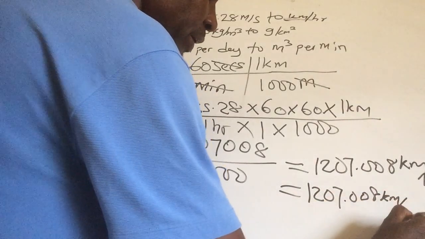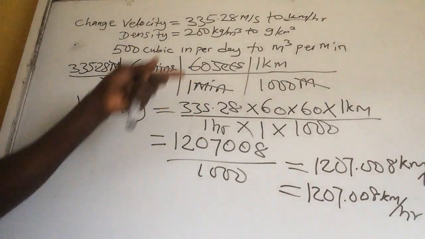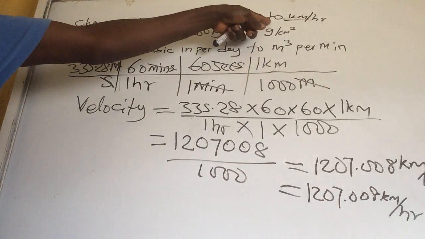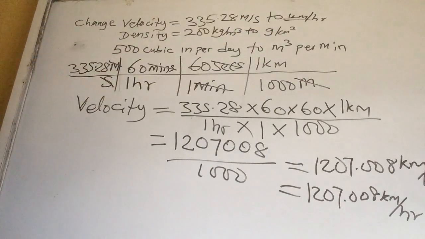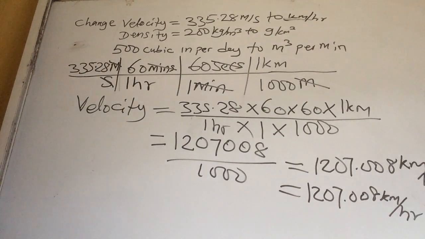kilometer per hour. I have successfully converted it. I have successfully changed this velocity that is in meter per second to kilometer per hour. Now let's move again. Let's move to the second question.